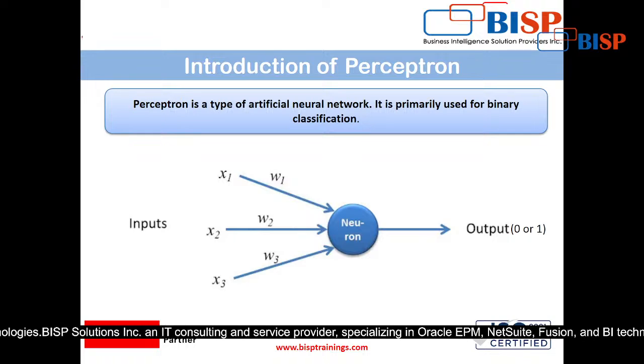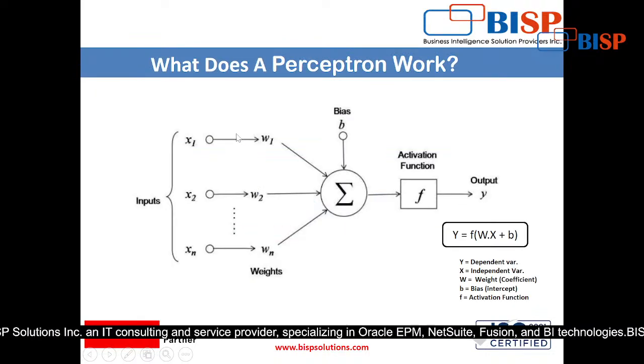Perceptron is a type of artificial neural network. It is primarily used for binary classification. As in the beginning of this session I have shown you, suppose I have the 80s decade IIT students history, 90s decade history. Same thing is here. Look at this: x1 w1, x2 w2, x3 w3. Consider these as the historical data. Based on this, the neuron performs the operation, and then it gives you the output.